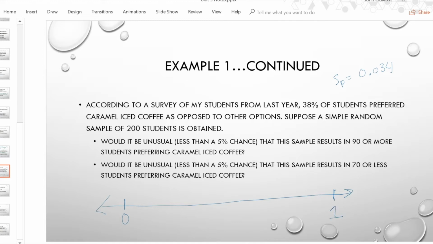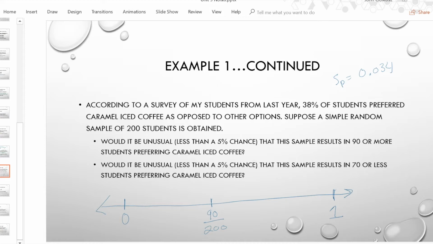Okay, now I want 90 or more. Now, we need to get this to be a decimal. So figure out what proportion 90 is of that 200. We're going to divide. So anytime we're given this context of a number of people, but yet we're dealing with proportions, we want to think about getting that into a proportion. So I'm going to go ahead and divide that here. Now, these might not all come out as nice numbers. This one will, but they might not always. So I'm just going to leave it as a fraction like that.